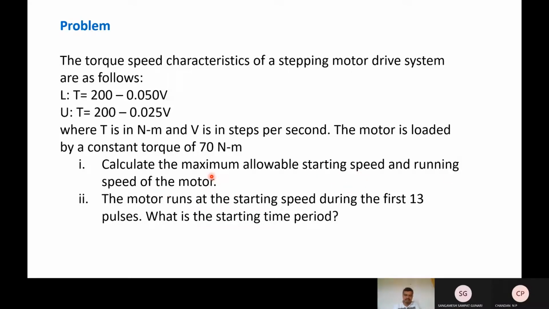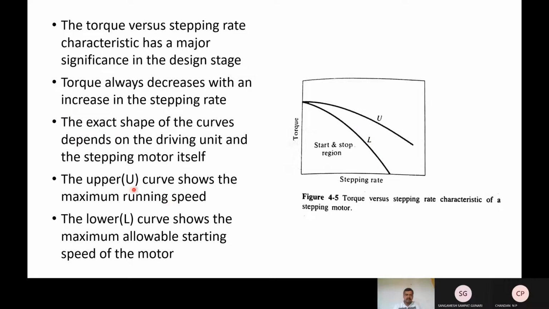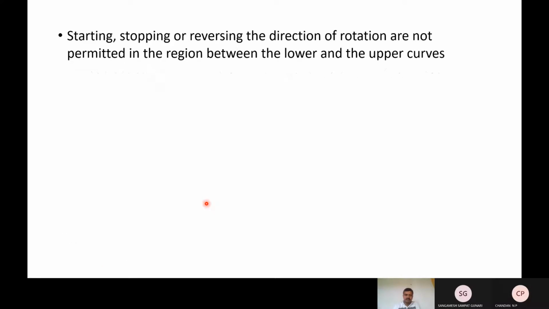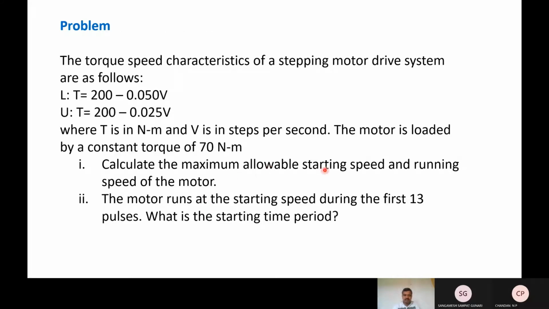As we discussed earlier in the previous slide, starting speed is given by lower curve L, and maximum running speed is given by U. So L will give you the maximum allowable starting speed, whereas U gives the maximum running speed. Now, in order to find the maximum allowable starting speed, you should make use of the equation for L, where V is the speed in steps per second. T value is given as 70 Newton meter. In this equation, substitute T as 70 and find out V; that itself is the starting speed.